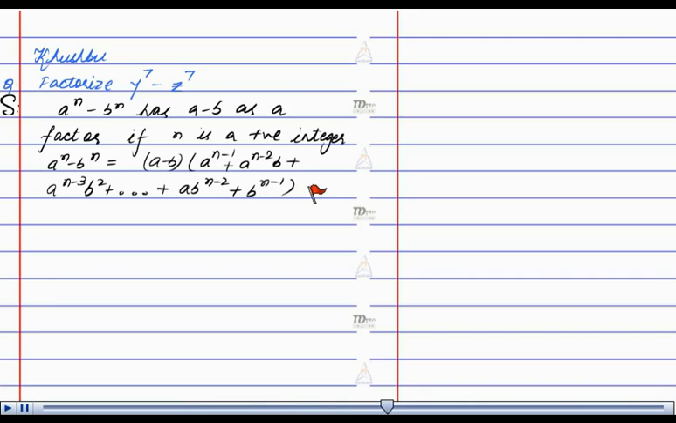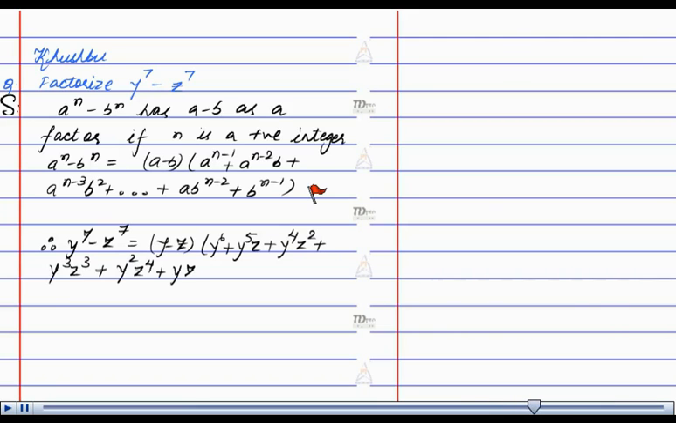Therefore, we have y to the power 7 minus z to the power 7 as y minus z into y to the power 6 plus y to the power 5 into z plus y to the power 4 into z square plus y cube into z cube plus y square into z to the power 4 plus y into z to the power 5 plus z to the power 6. This is the required factorization.